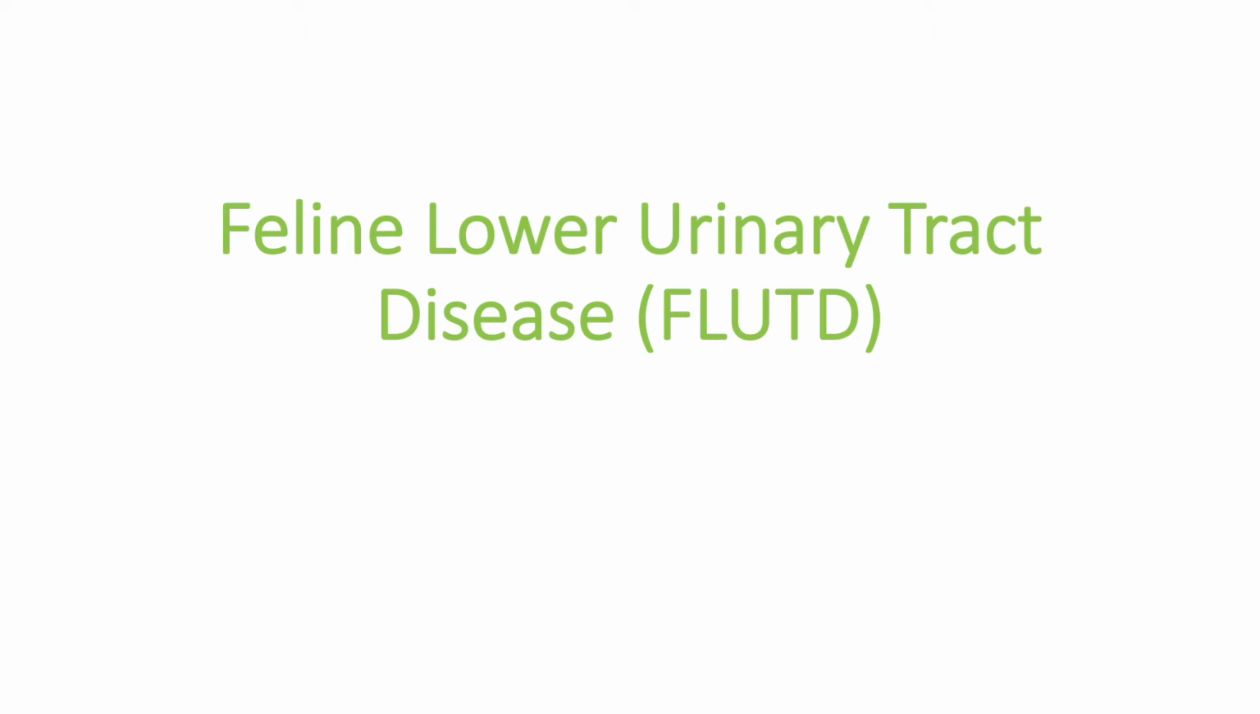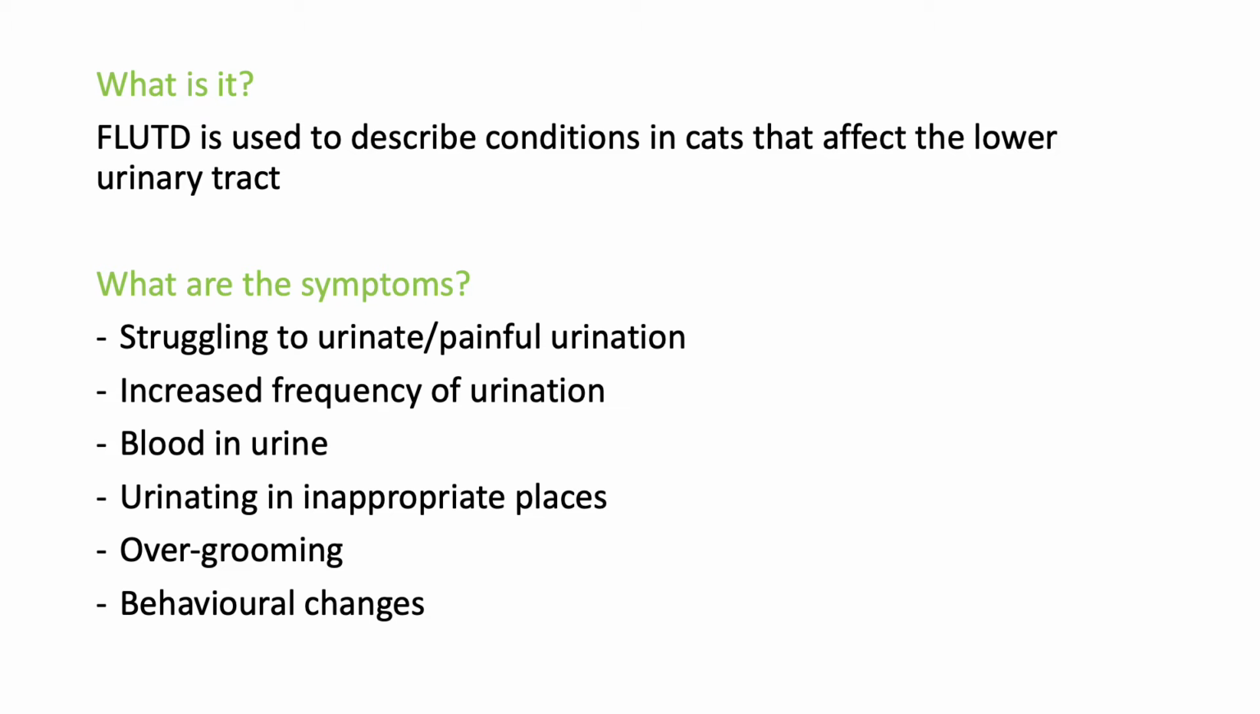Today I'm going to be talking to you about feline lower urinary tract disease, also known as FLUTD. So what is this? FLUTD is a term used to describe conditions that affect the lower urinary tract in cats. This includes the urinary bladder and the urethra. The urinary bladder collects urine produced by the kidneys, and this urine is expelled from the bladder via a small tube called the urethra.